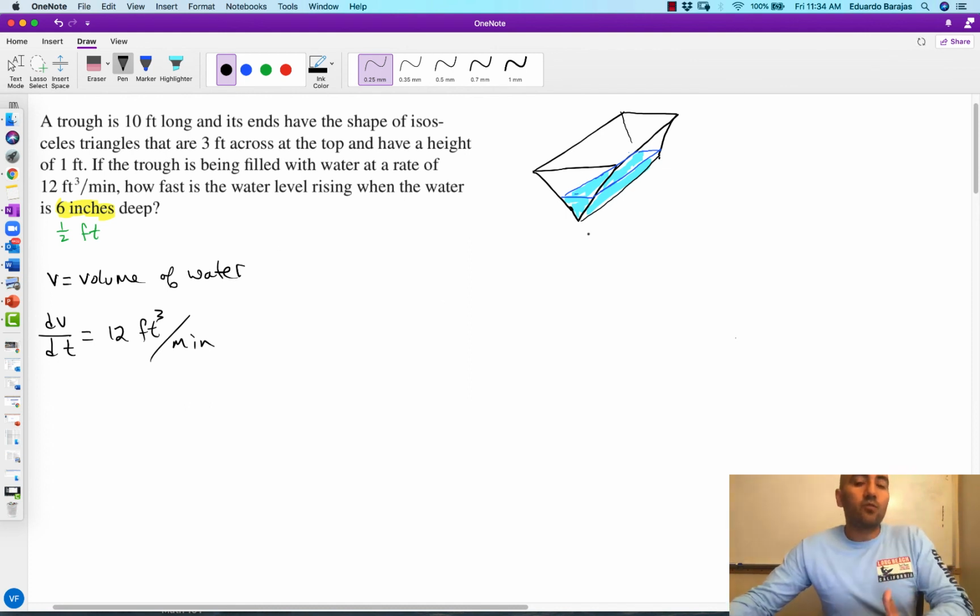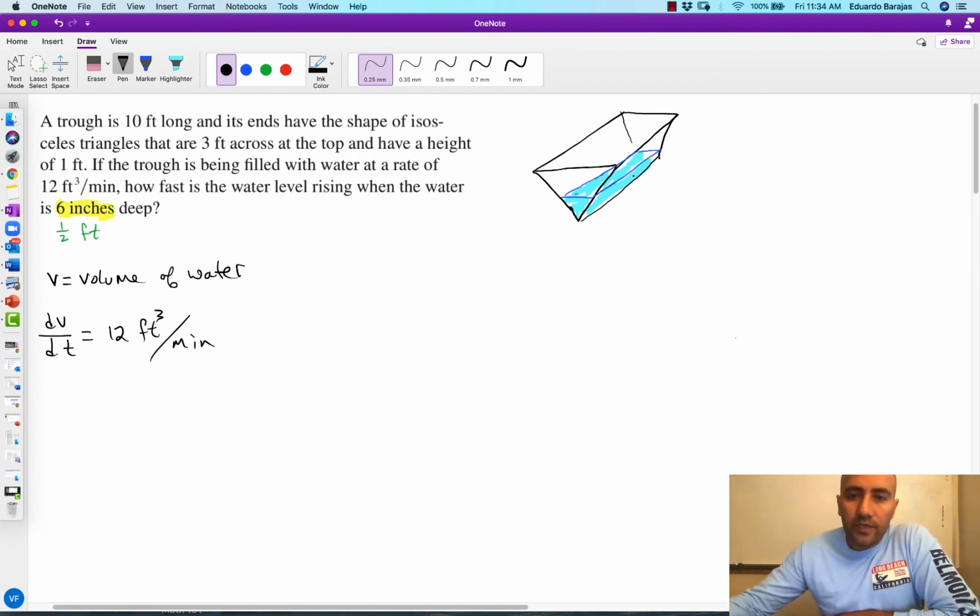Note that if this was a different word problem where maybe there was a hole, or water was being pumped out of here, then the volume would be decreasing, and therefore this would be negative in those cases. But here we're putting water into it, so the variable volume V is going up. It's increasing over time, so I know that this had better be positive.